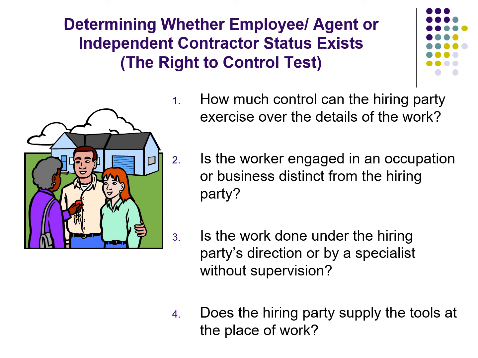First of all, how much control does the hiring party, that's the principal, have over the work of the agent? Is the worker, which would be the agent, engaged in the occupation, in their own occupation? Do they have their own business distinct from the principal?